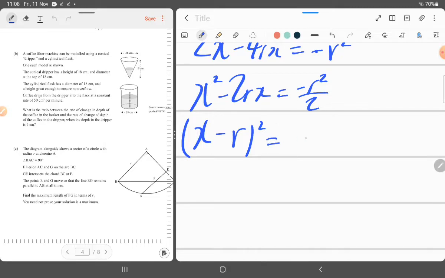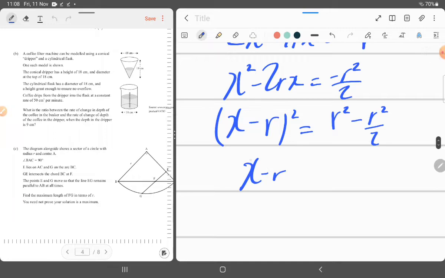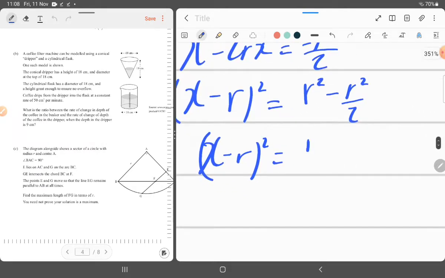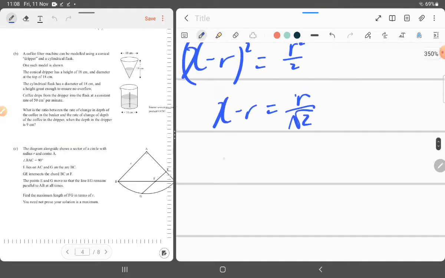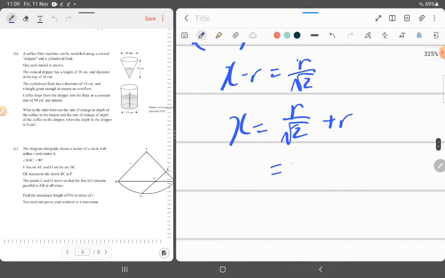Oh no, we add r squared to it, so r squared minus root 2 is r squared over 2, so r is equal to r over square root of 2. x is equal to, okay, plus r, which is equal to... Wait, this is a different answer from my friend's suboptimal one, I think.